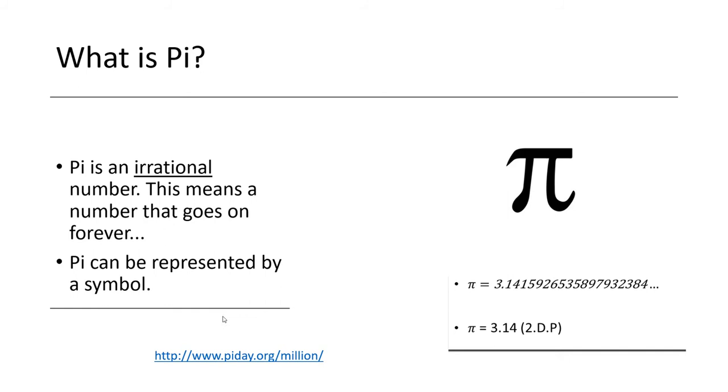Now, what is pi? Now, hopefully you've seen this before. So pi is an irrational number. This means that the number goes on forever, and pi can be represented by this symbol. Now, you'll need to find this symbol on your calculator. It's usually on the button where you've got close to the equal sign. It's somewhere at the bottom of your calculator, and you're most likely going to have to click shift and another button in order to get this on your calculator. But pi represented to 2 decimal places is 3.14, but it does keep going on forever and ever and ever.